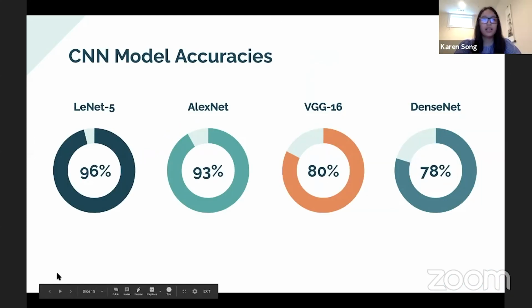That means 2 patients who did not have dementia were incorrectly labeled as having mild dementia. Out of all the CNN models we implemented, LeNet-5 achieved the highest accuracy of 96%, and AlexNet achieved an accuracy of 93% in detecting which stage of Alzheimer's disease a patient was at.